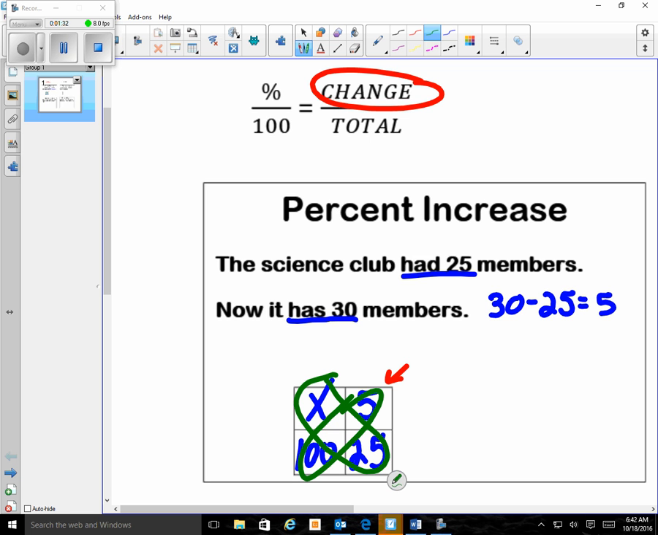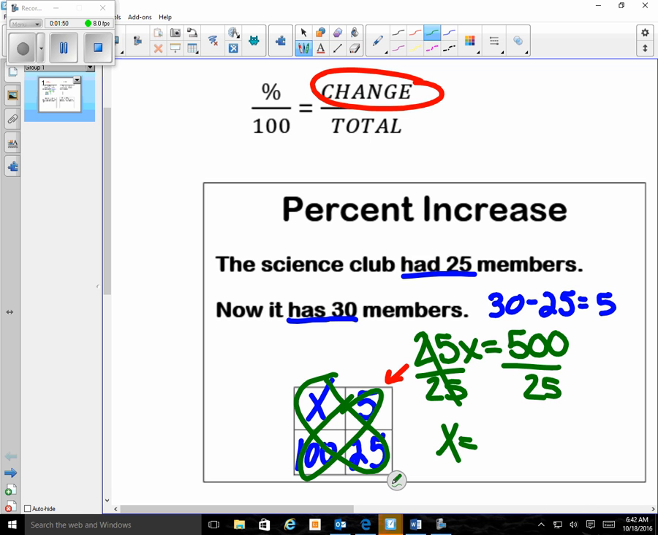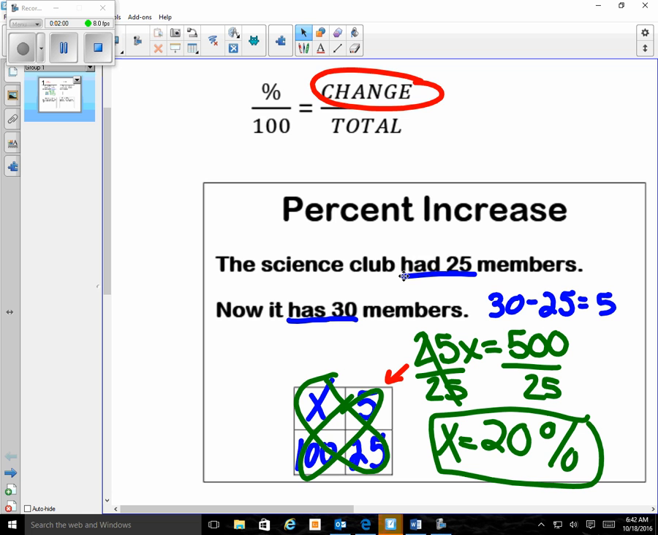So now all we're going to do is cross multiply. And you guys should be used to cross multiplying because we've done this previously with you. So we have 25x equals, and we're going to multiply 100 times 5, which is 500. So now to get the x by itself, you're going to divide by 25. And I know that 25 goes into 50 twice, and then I have the extra 0. So it is 20%. 20% increase.